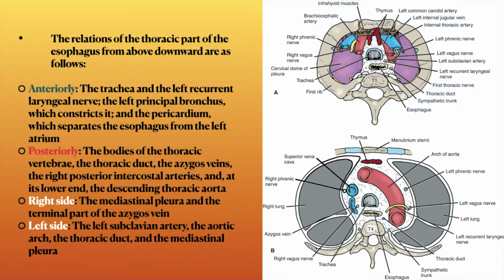Posteriorly, the thoracic vertebrae, the thoracic duct, the esophageal veins, and the right posterior intercostal arteries, and at its lower end, the descending thoracic aorta. On the right side is the mediastinal pleura and the terminal part of the azygos vein. On the left side, the left subclavian artery, the aortic arch, the thoracic duct, and the mediastinal pleura.